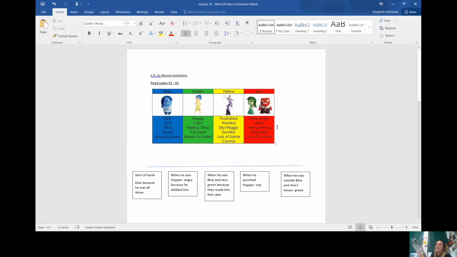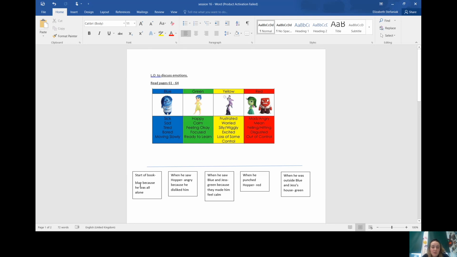And the final thing I put for the timeline for his emotions was just now in the chapter that we read today, when he was outside Blue and Jess's house. And he was quite calm here. He wasn't the same reaction as he was when he was outside Hopper's room. So I would have put him probably green then. He seems to be happy and calm when he's around Blue and Jess, because he seems to quite like them and connect with them quite well. So I put green here. So here's the timeline of the events. It starts at the start of the book and ends with where we just read.